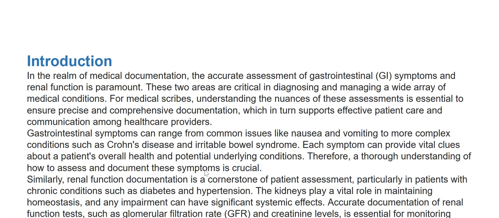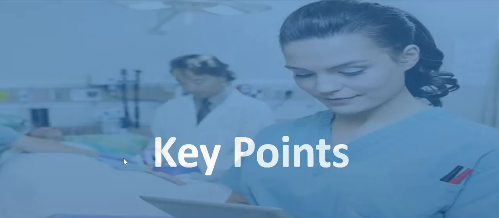Similarly, renal function documentation is a cornerstone of patient assessment, particularly in patients with chronic conditions such as diabetes and hypertension. The kidneys play a vital role in maintaining homeostasis, and any impairment can have significant systemic effects. Accurate documentation of renal function tests or kidney function tests, such as glomerular filtration rate (GFR) and creatinine levels, is essential for monitoring disease progression and guiding treatment decisions.